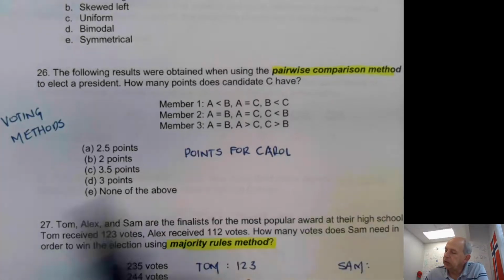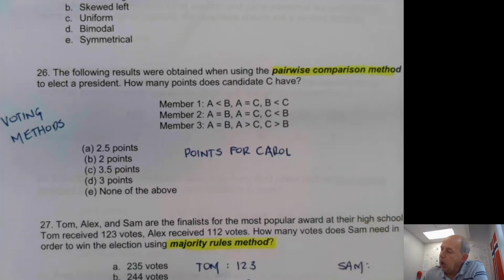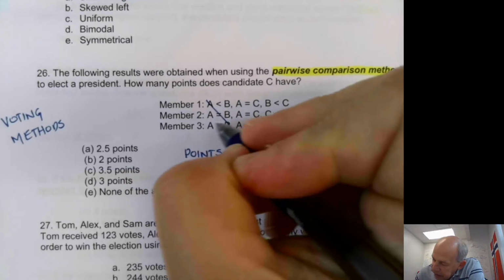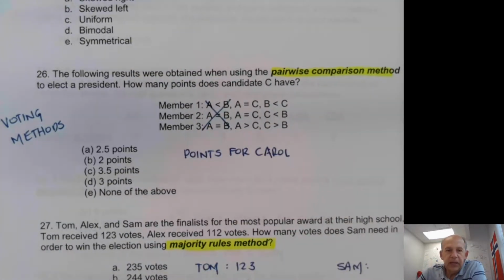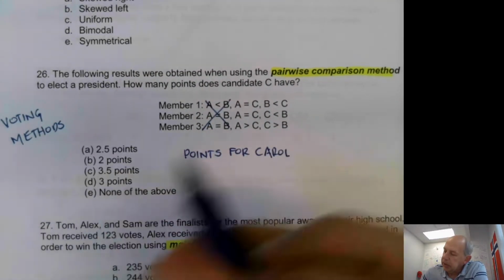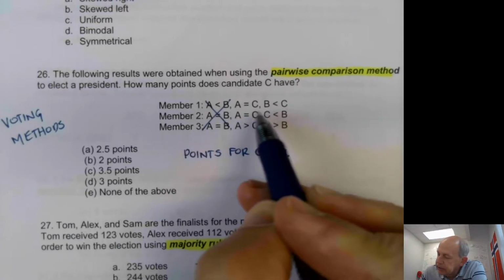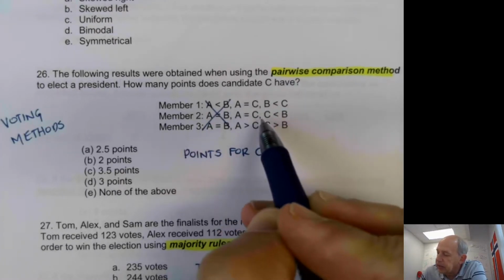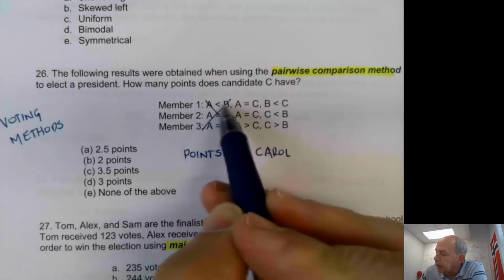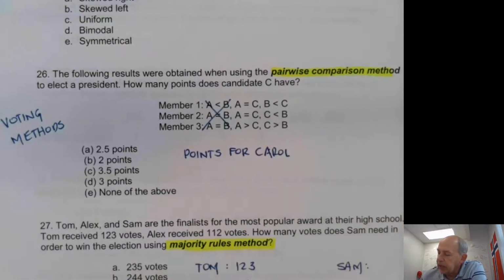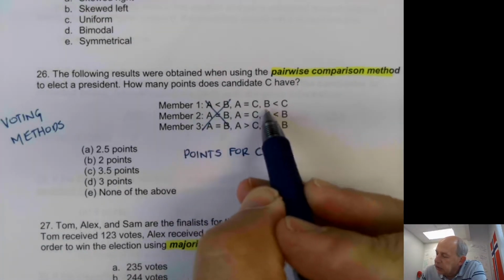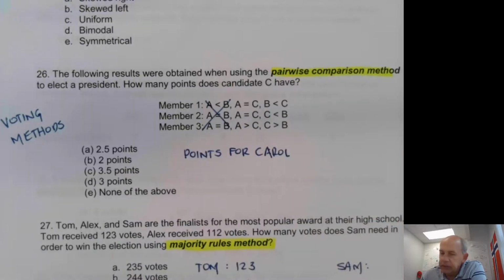So let's take a look at reading this chart. I am going to put a big X through Andy and Bob's comparison because I just want to compare C, Carol, with Andy and C with Bob. I don't care what's going on with Andy and Bob. I just want to take a look at wherever there's a candidate C for Carol.